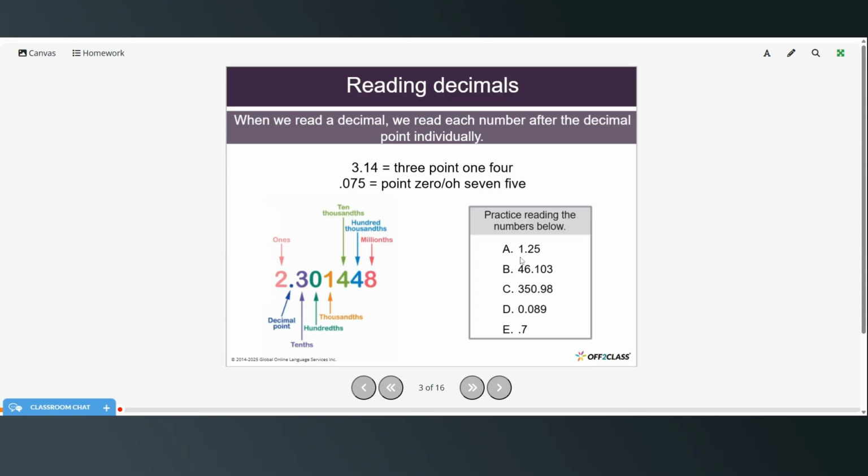Okay, letter A is 1.25, 46.103, 350.98, 0.089, and 0.7.